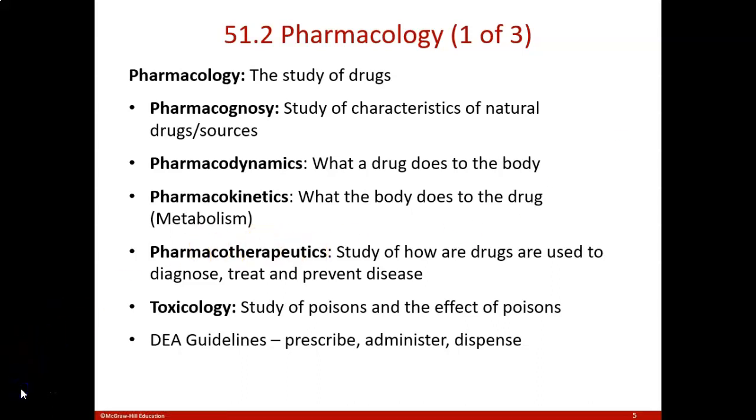DEA is the Drug Enforcement Agency, and that's the government agency that actually oversees all clinicians that prescribe, administer, and or dispense any kind of medication, okay? We'll talk a little bit more about that in a little bit, but all of these medications are overseen by the DEA, okay?